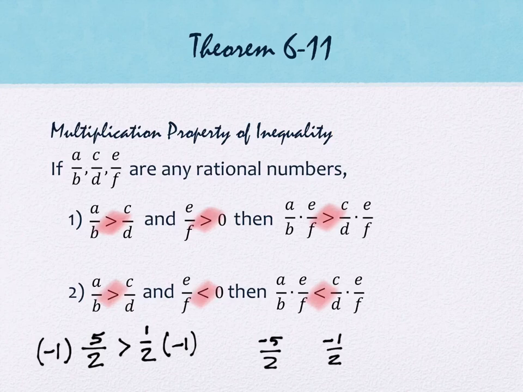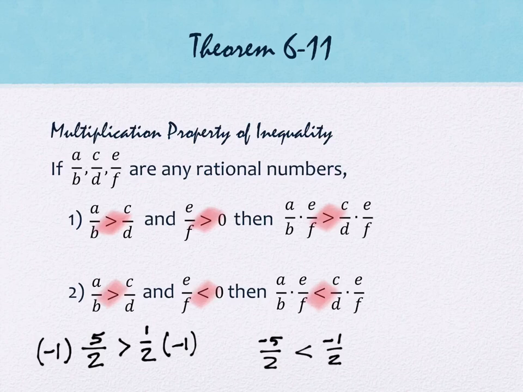The -5 halves is smaller now, right? It was bigger originally when it was positive, but now it's smaller. And so the direction of the inequality changed. Right? So if you multiply by negatives, inequalities change directions.